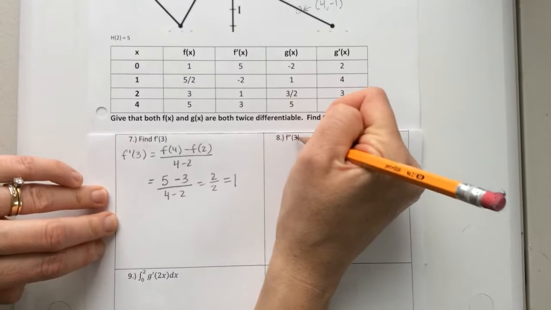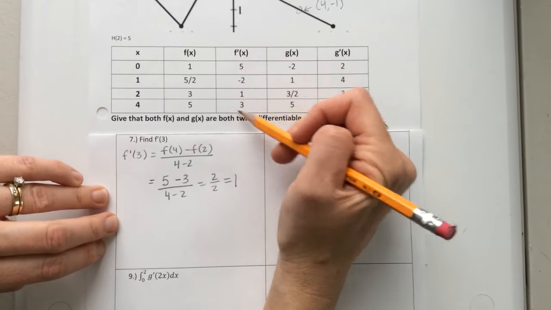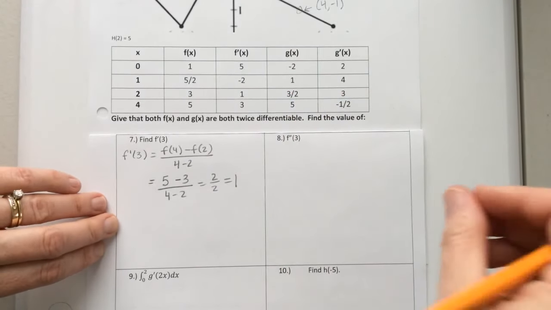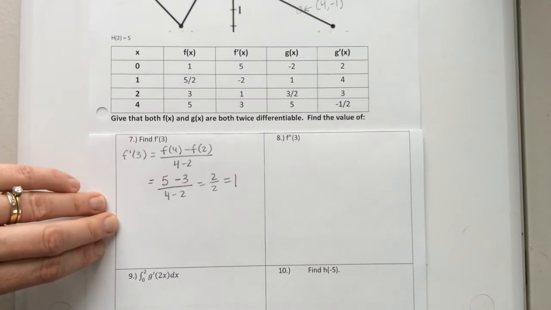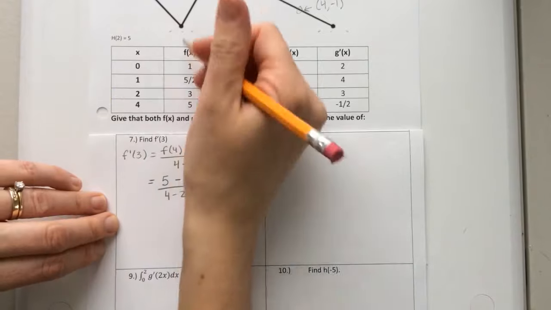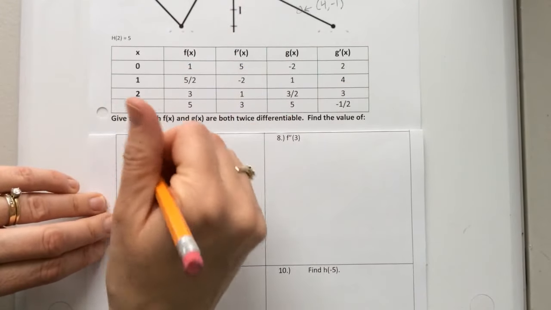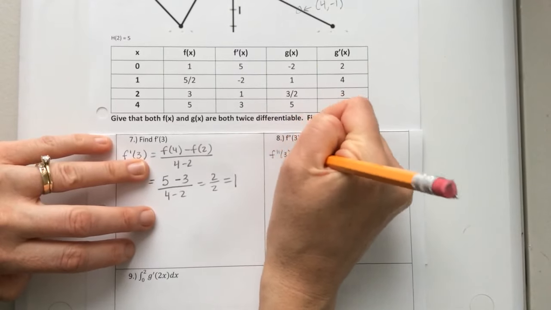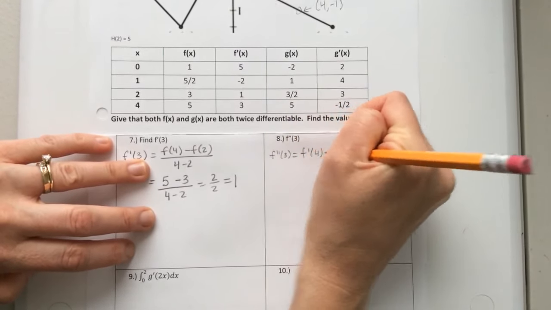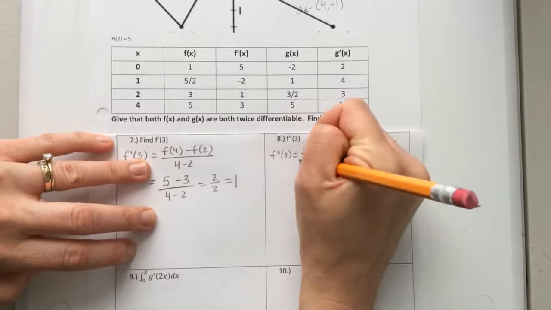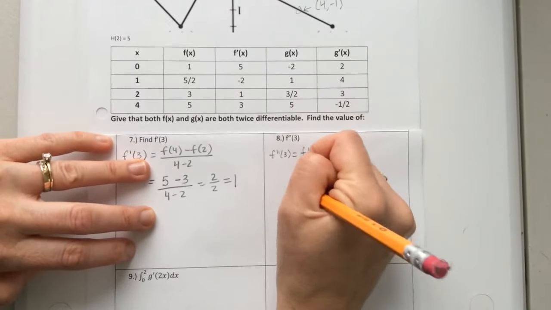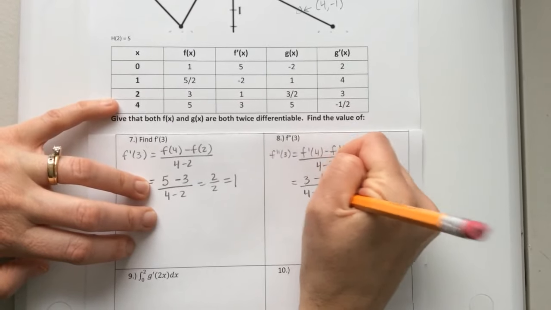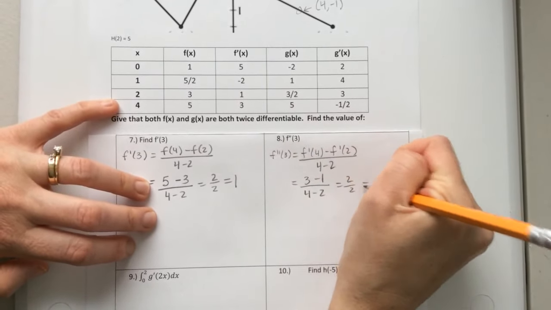Which means to get f double prime of 3, we need to use the slope between 2 and 4 using f prime, because the slope gets the derivative. So if we use f prime, the slope will give us f double prime, just like we used f and it gave us f prime. So f double prime of 3 is equal to f prime of 4 minus f prime of 2 all over 4 minus 2. So we get 3 minus 1 all over 4 minus 2, which is equal to 2 over 2, also 1.